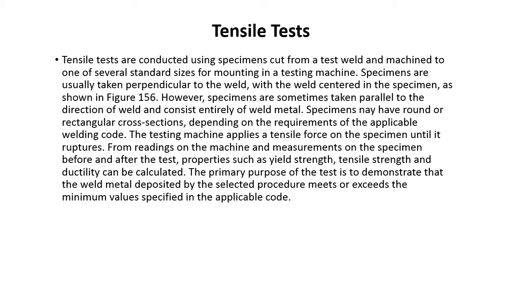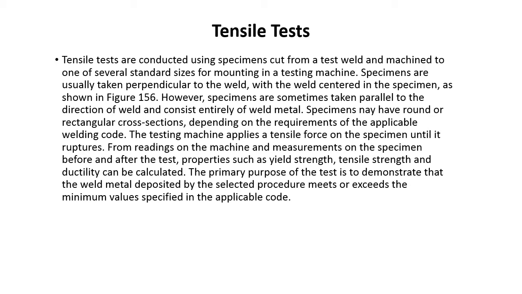Specimens are usually taken perpendicular to the weld, with the weld centered in the specimen as shown in Figure 15-6. However, specimens are sometimes taken parallel to the direction of the weld and consist entirely of weld metal. Specimens may have round or rectangular cross sections depending on the requirements of the applicable welding code.